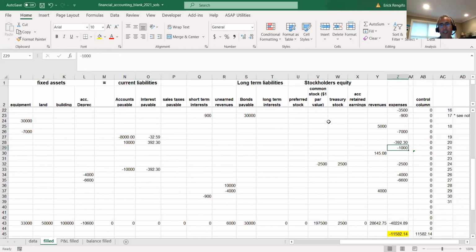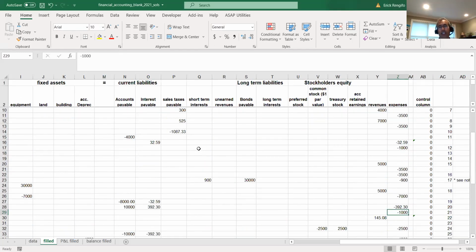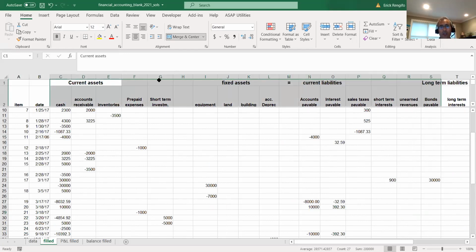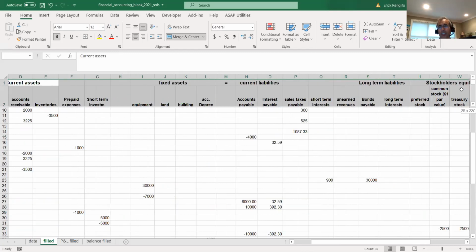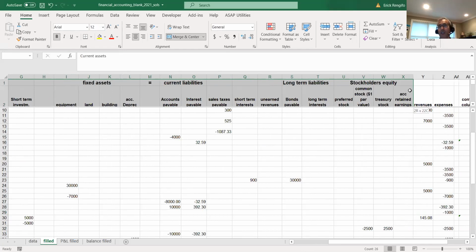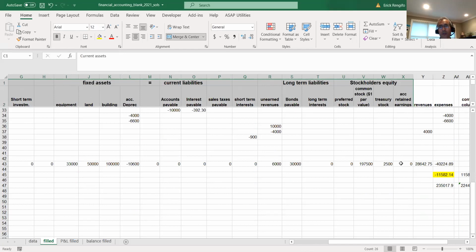All is correct. What is interesting, guys, about this method here is that we have all the financial statements together. So basically, current assets, fixed assets, current liabilities, long-term liabilities, stockholders' equity. Up to here is my balance sheet. So your balance sheet, guys, indeed corresponds to these numbers here.